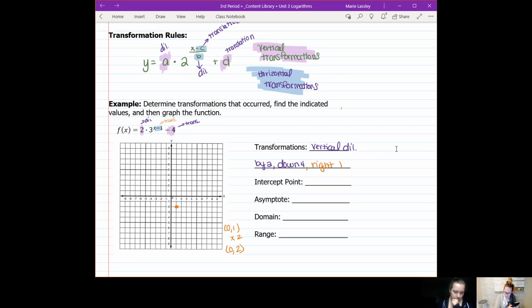And let's go to my table. Do I have the point 1, negative 2? Yes, I do. We did it right, guys. Okay, so when you're doing these, dilate first, before you move your point.